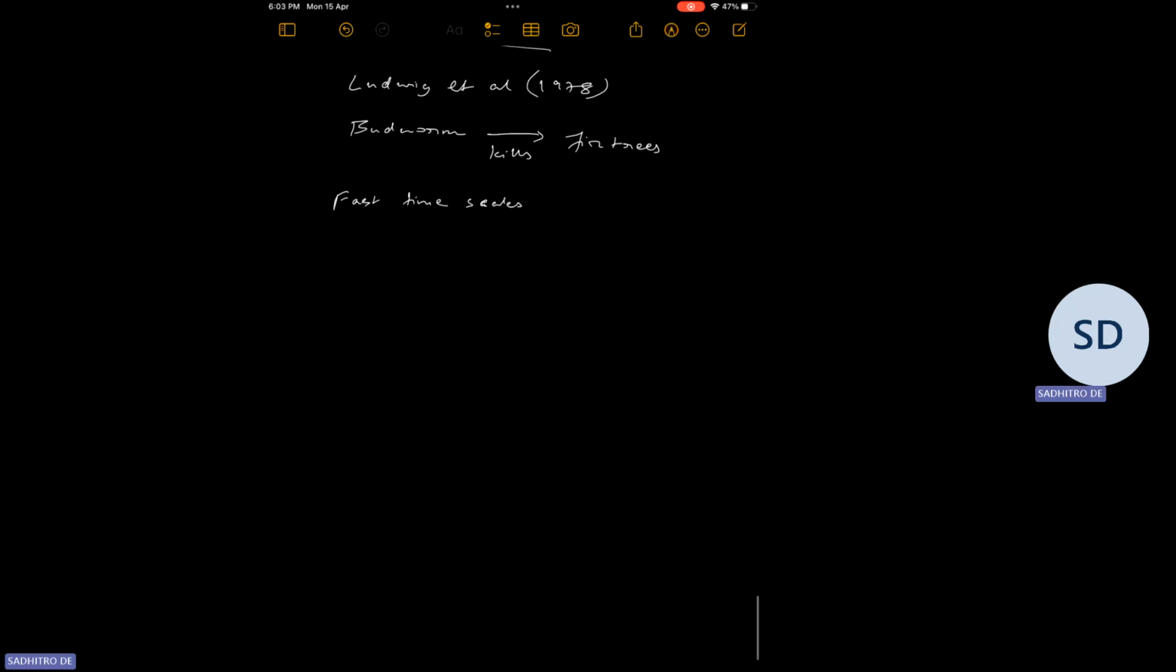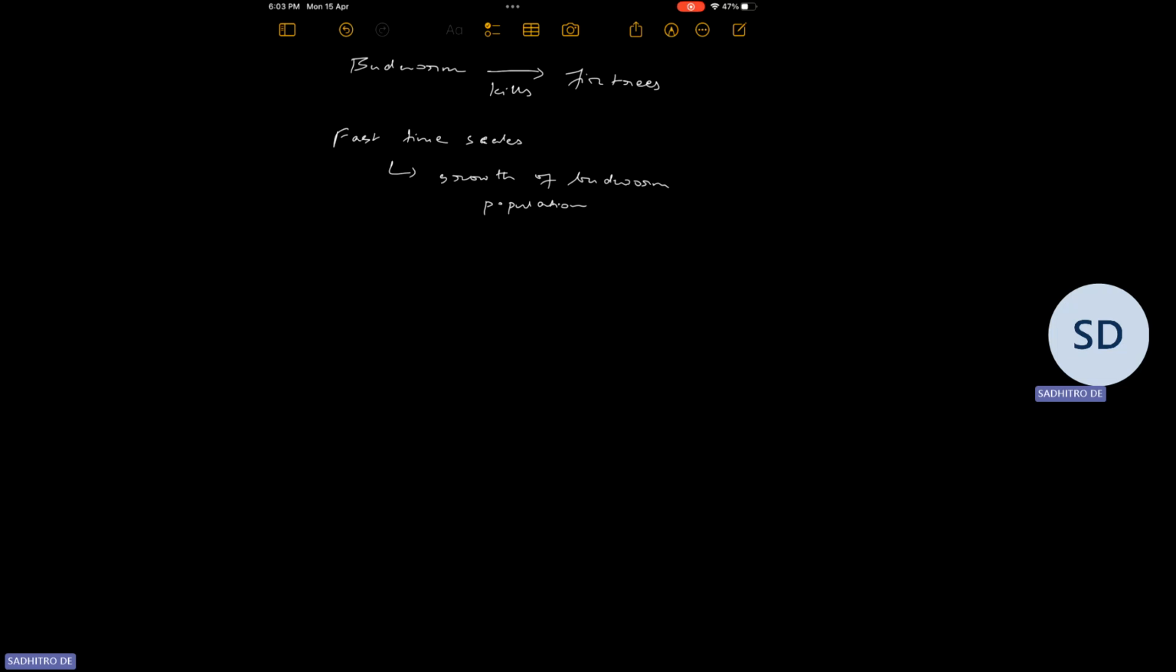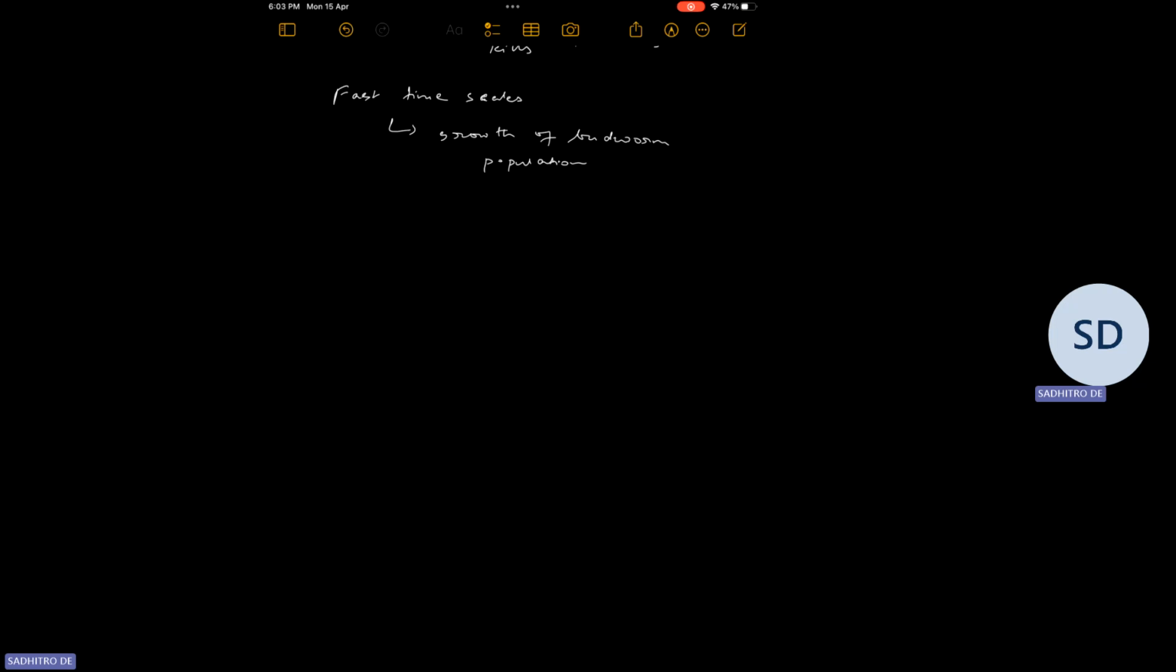So what is the fast time scale? The fast time scale is the time scale associated with the growth of the budworm population. Why do they call this a fast time scale? Because it was known that these worms can double their population, or in fact their population can increase 5 times in a year.